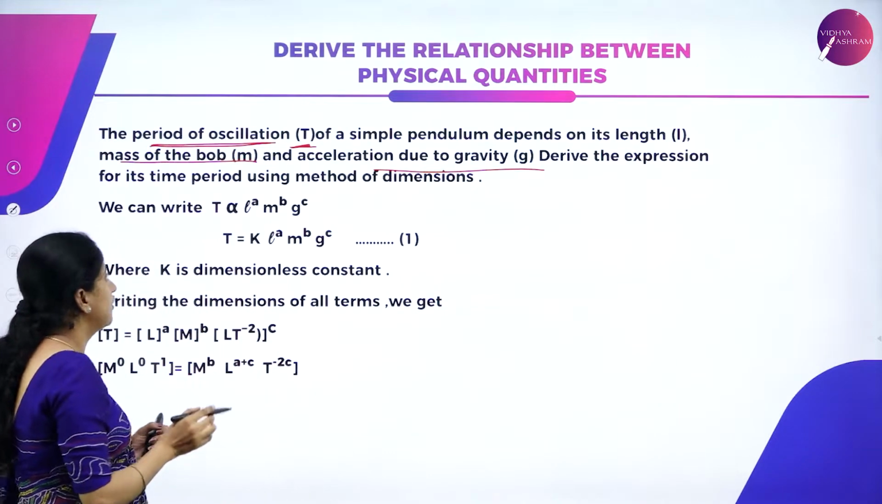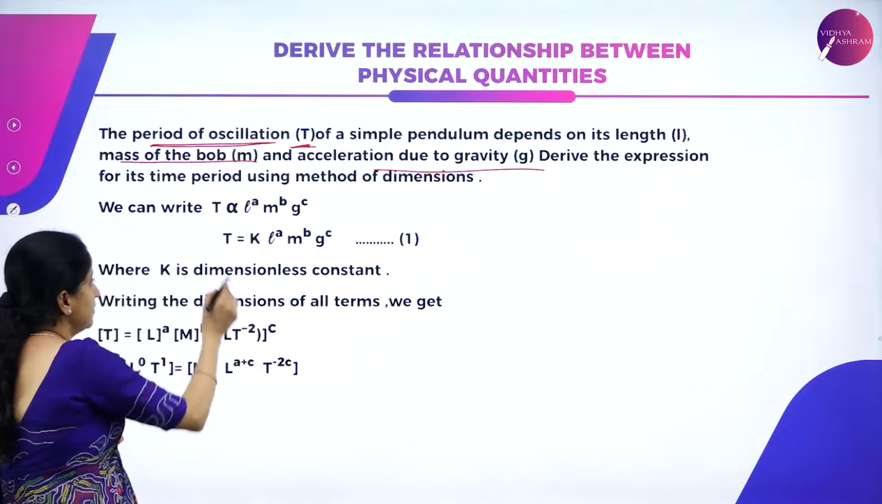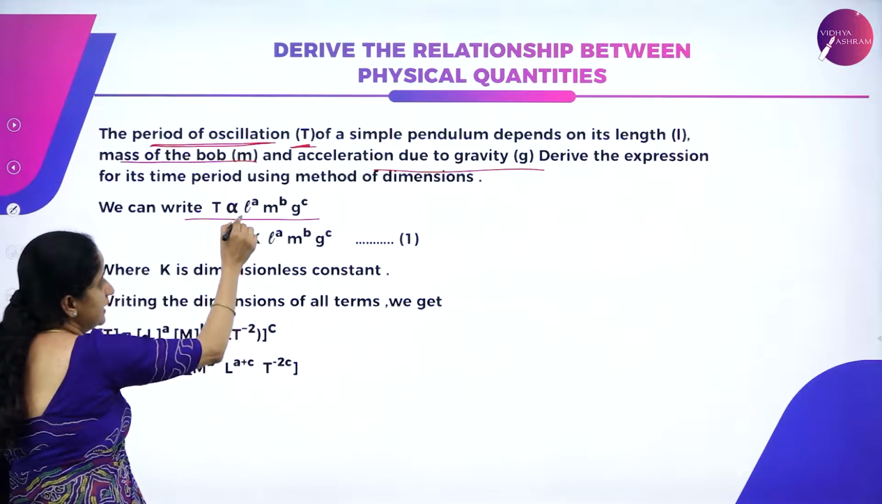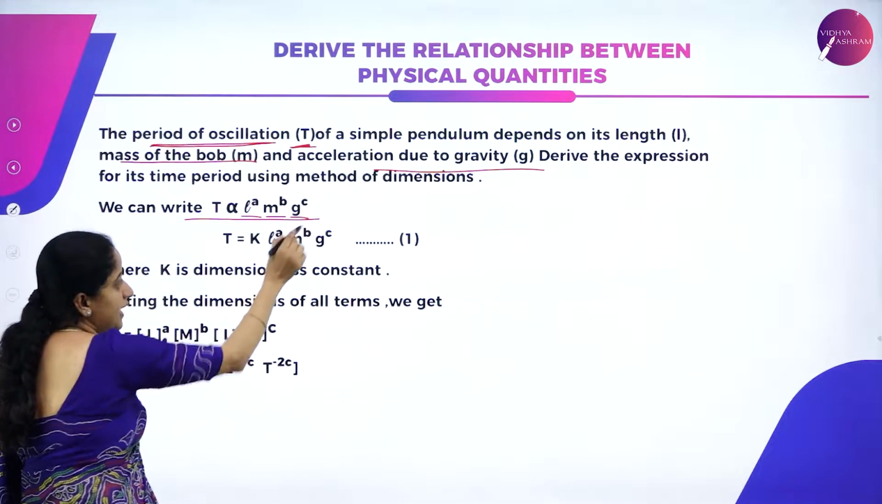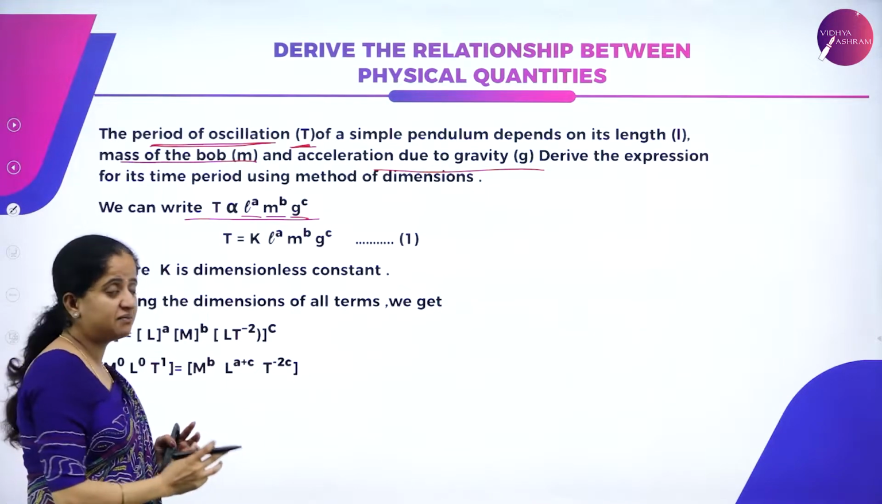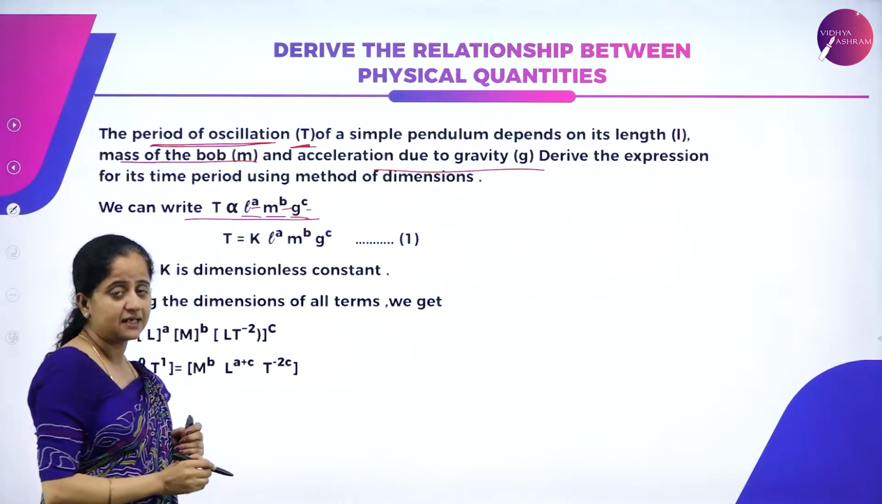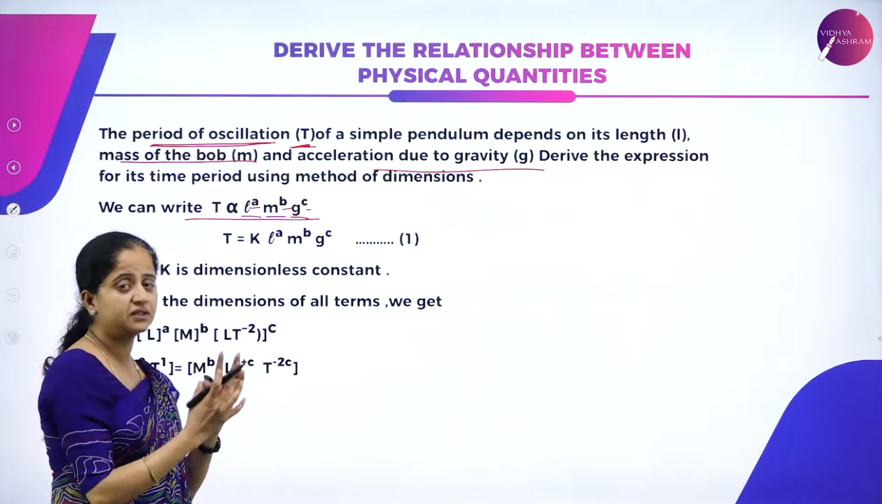Derive the expression for its time period using the method of dimensions. As the question says, the time period depends on the length and the mass of the bob and acceleration due to gravity. Since we do not know the exact dimensions, we are considering the powers as A, B and C. Later, we will derive the values for these variables.